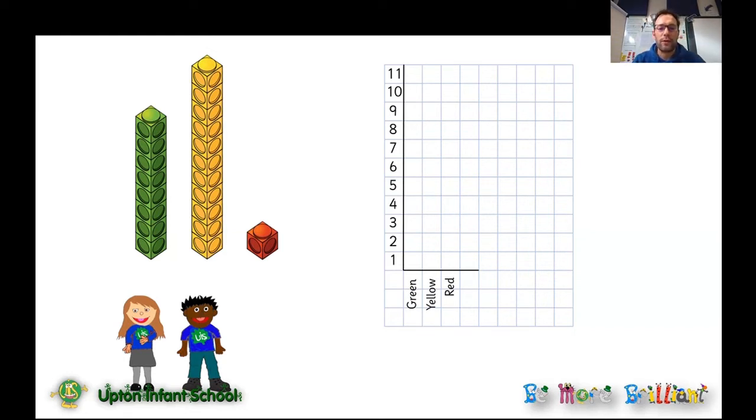Okay, so first things first, let's color in our blocks to show how many green cubes there are. So there's 1, 2, 3, 4, 5. I'm coloring them in carefully so I don't go too far. 8. There we go. And now I'm going to color in my yellow cubes. And do you know what? I can save a bit of time here. I can color all the way in up to 8. And I know by looking at the towers there, I've got to color in 3 more yellow cubes. And that takes us up to 11. And with our red cubes, well, we've just got 1 red cube. So that is our block diagram.